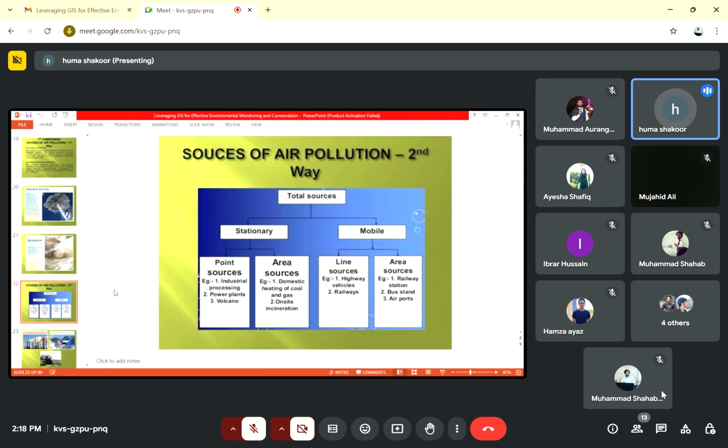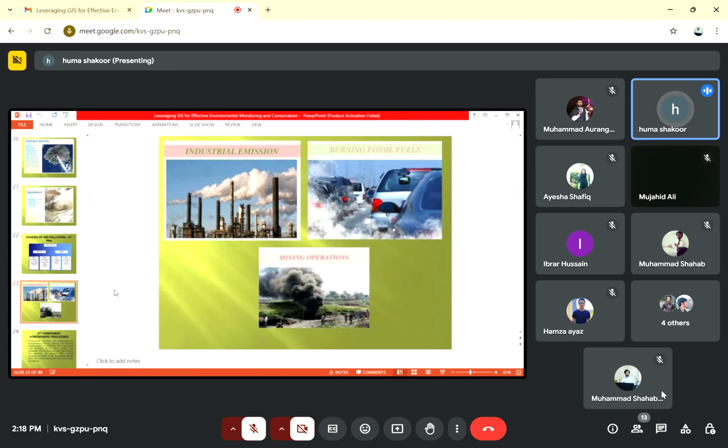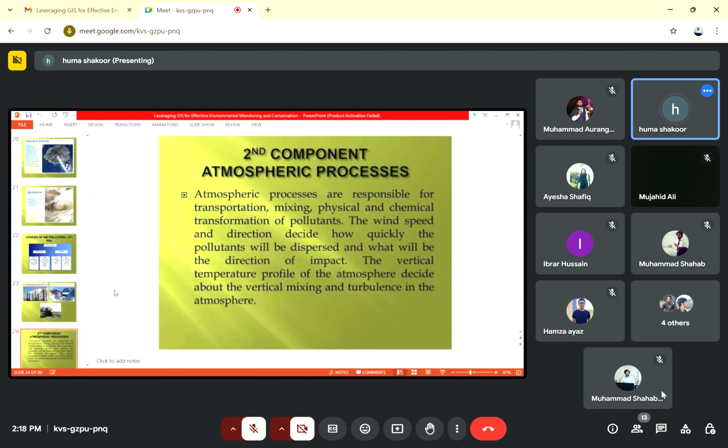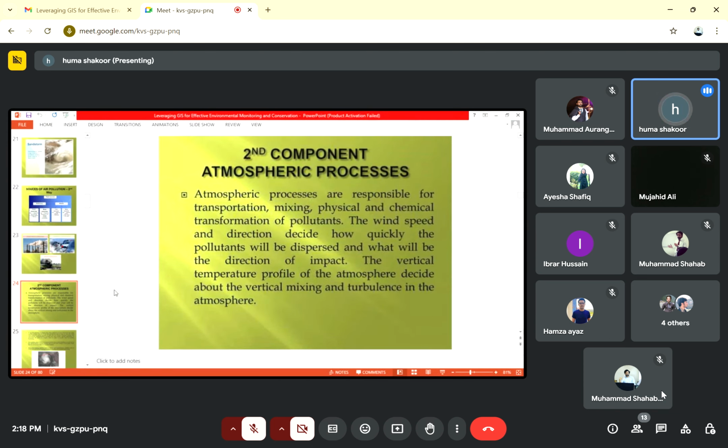Sources of air pollution, I think it is not necessary. We have to discuss these sources of air pollution and how we have to monitor them through GIS and remote sensing. The second component: atmospheric processes.